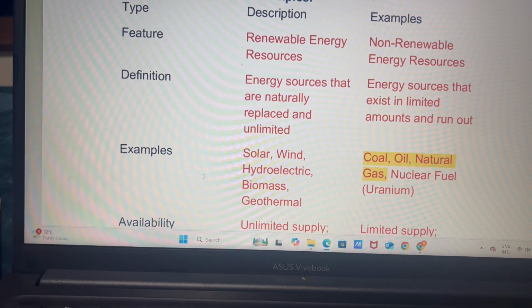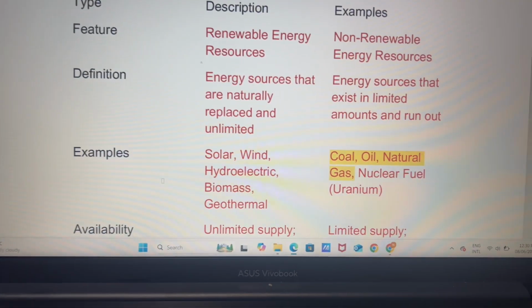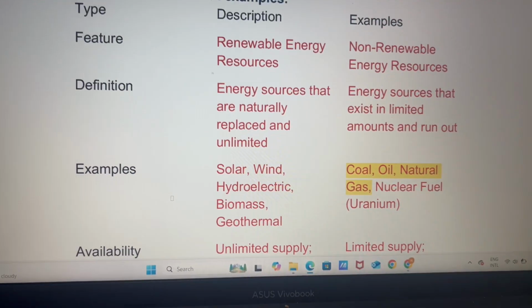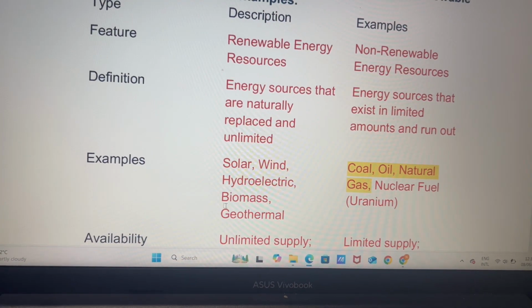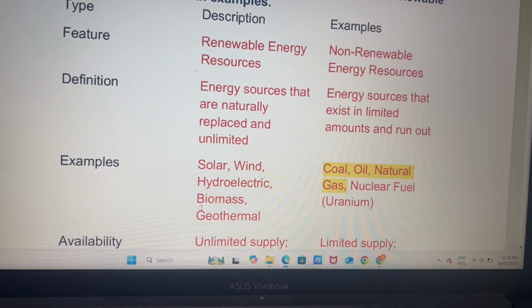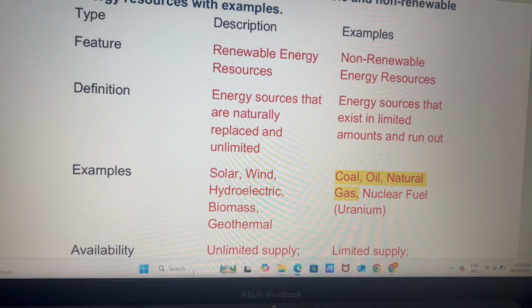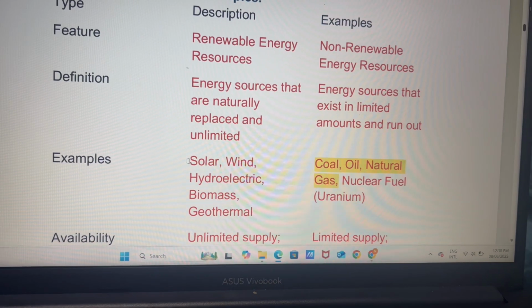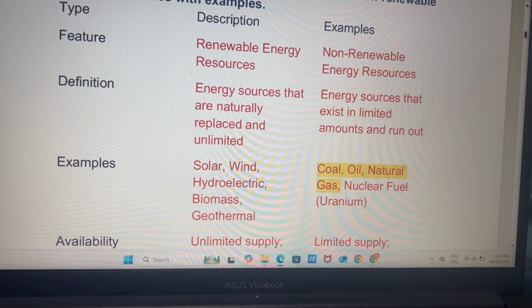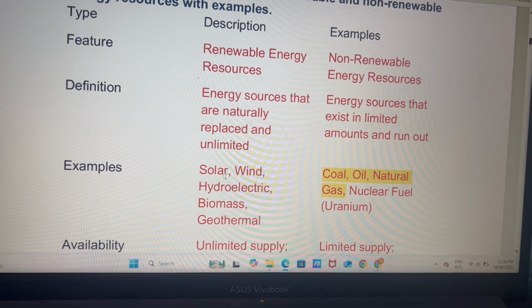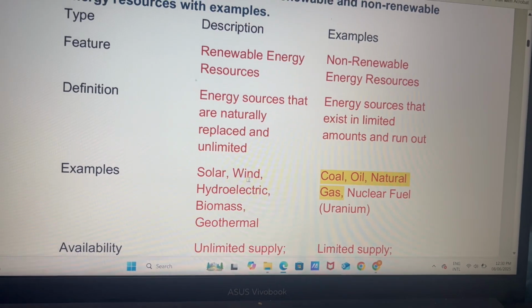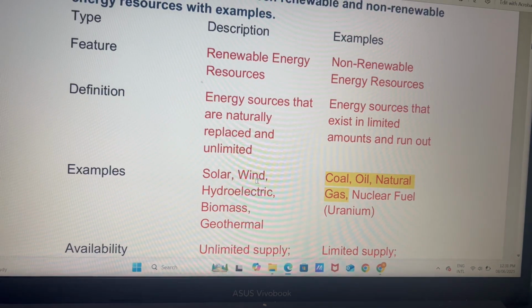Okay, you have here the renewable and the non-renewable energy resources. Renewable means they can be renewed easily, they can be replaced, they are unlimited, they're not going to run out. Like solar energy, the sun. Would you ever wake up and find that the sun is not there, or someone turned off the sun? Definitely no. The wind, you have the air, no one's going to steal it.